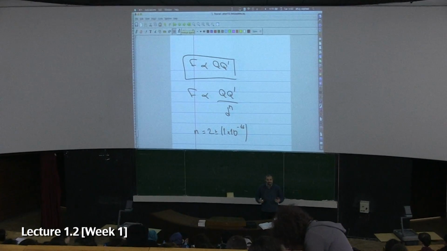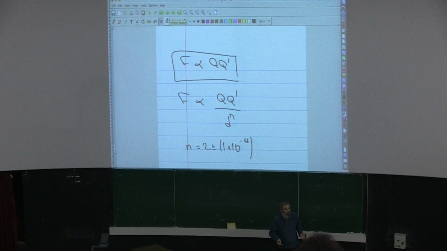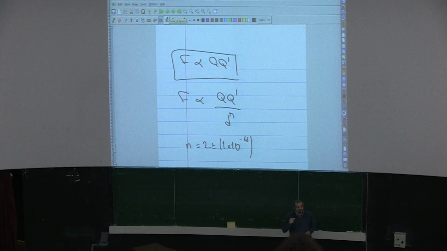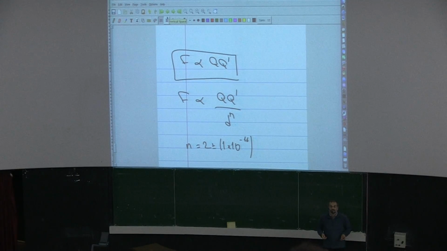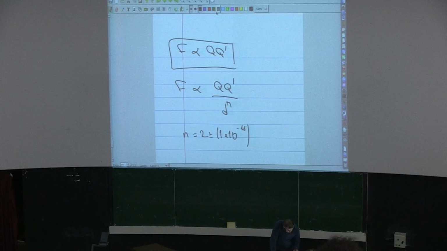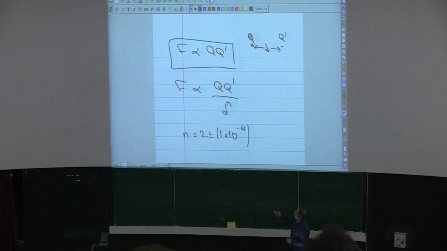Okay, so we had done all these experiments, and we did establish that the force between two charges was proportional to the product of the charges and inversely proportional to the square of the distance between the two charges. Now here, d is this distance. So if you have some charge over here, q, some other charge over here, q prime, this is the distance between the two. And the magnitude of the force is equal to the product of the charges divided by the distance squared between the two.